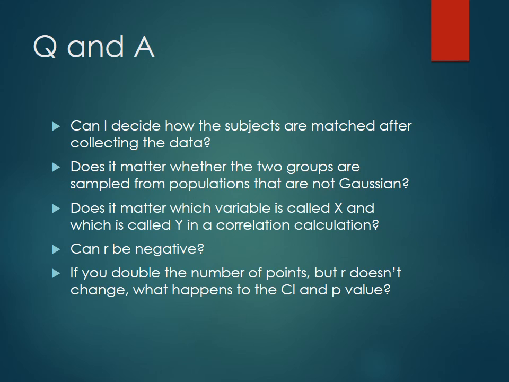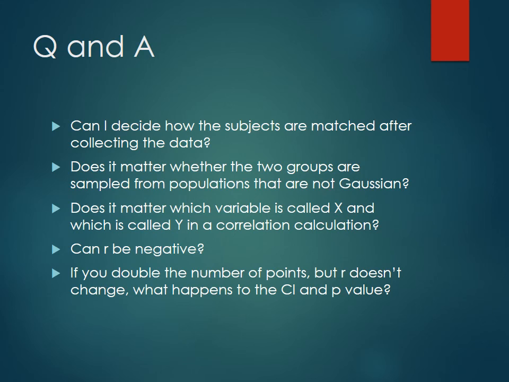Does it matter whether the two groups are sampled from populations that are not Gaussian? Kind of an odd question. As long as you can show that the data itself does not deviate meaningfully from a Gaussian distribution, usually you're okay. Because again, you don't have the whole population to really have all that information. You just make the assumption that you're pulling from a Gaussian distribution generally.